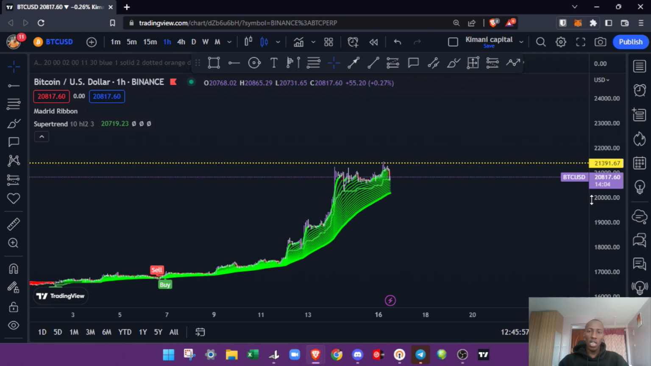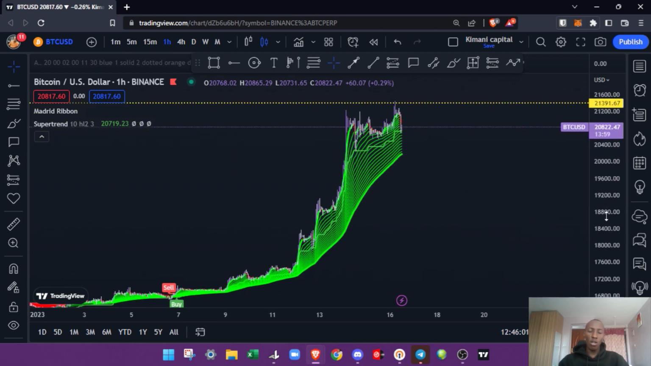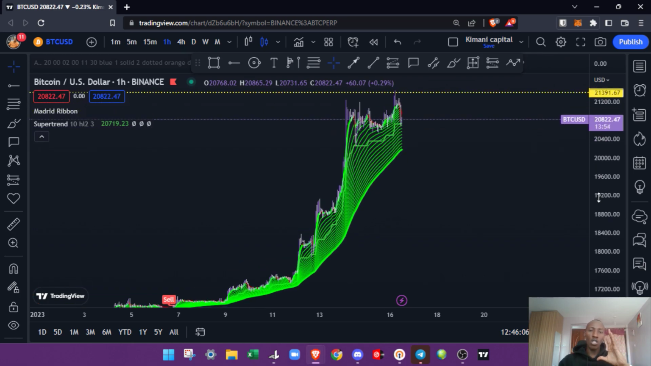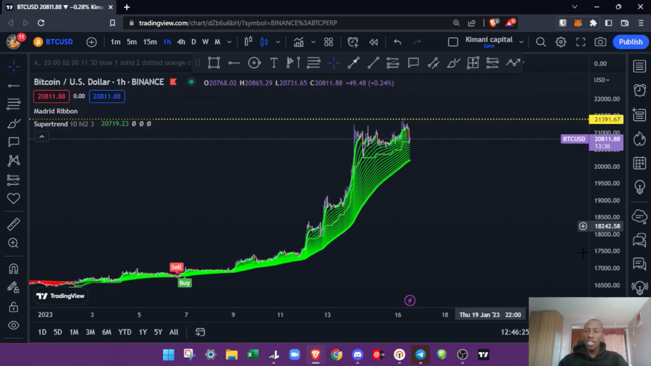So that's my analysis for today. You see, it's a top-down analysis from the weekly time frame. We know the higher time frame bias. We go down, and we know the lower time frame confluence, which is basically what the Super Trend is telling us, what the Madrid Ribbon is telling us, and then from there we can go down to the 5 minutes or 15 minutes to scale down to get our entries. So that's exactly how we analyze the market going forward. Cheers.